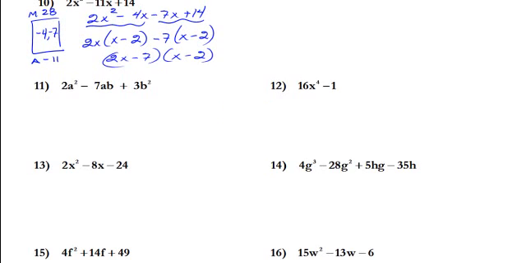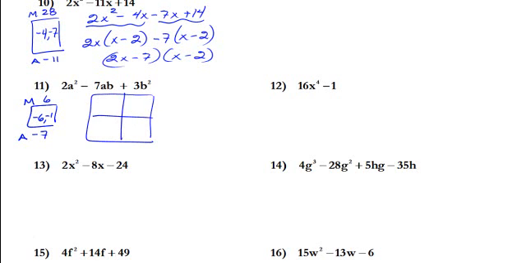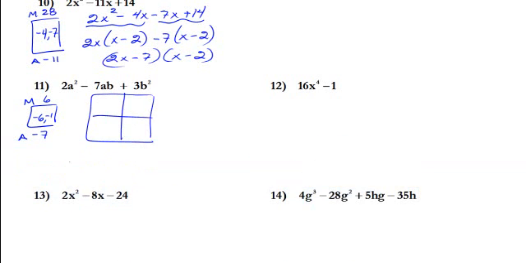Okay, problem 11. I'll do the box method this time. So I want 2 numbers that multiply to 6 and add to negative 7. Okay, negative 6 and negative 1 do that. Okay, box method. So 2a squared, 3b squared, negative 6ab, negative ab.